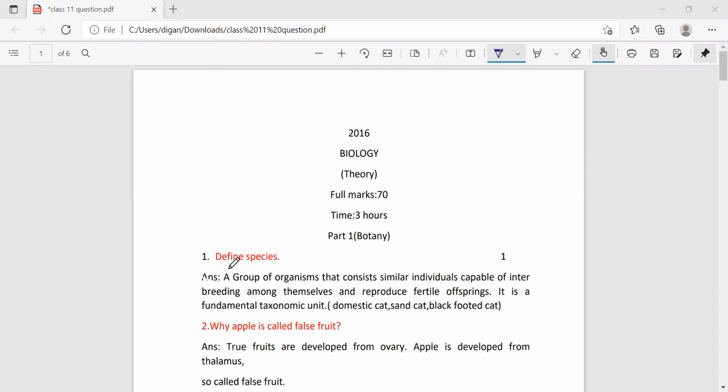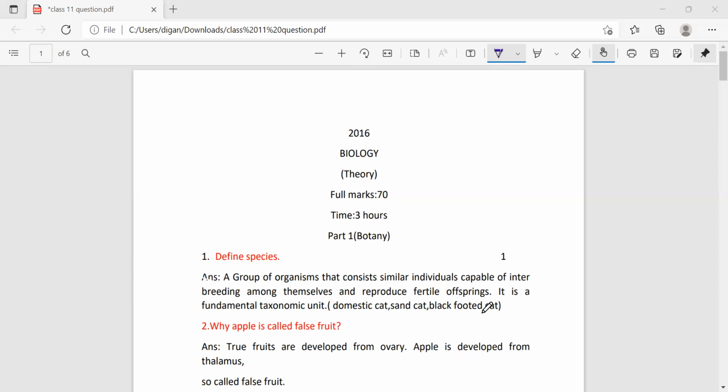The first question is to define species, and this question carries 1 mark. This question is from the chapter The Living World, the first chapter, page number 9. So what is species? Species means a group of organisms that consist of similar individuals capable of interbreeding among themselves and reproducing fertile offspring. It is a fundamental taxonomic unit, and examples are given: domestic cat, sand cat, black-footed cat, etc.